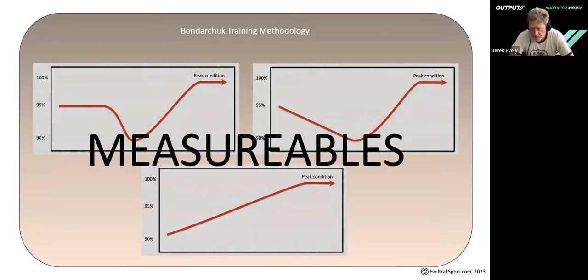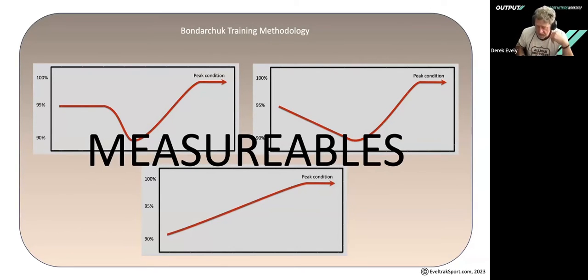Measurables. If you've done any reading on the Bondarchuk system, and I read all of Bondarchuk's stuff before I ever met the guy, you know of these three reactions. I had them all misconstrued, misinterpreted from the readings, because his stuff, when translated into English, can be very difficult. But if you've studied any of his stuff, you know that there are three different reactions. Those red lines of reaction curves are the results in training that we are collecting when we're within a cycle. So you have to have a measurable.